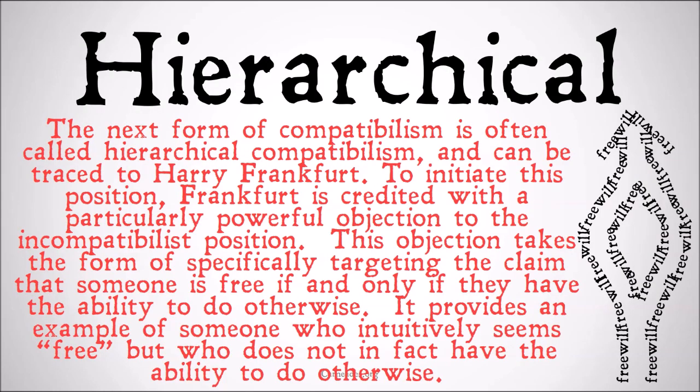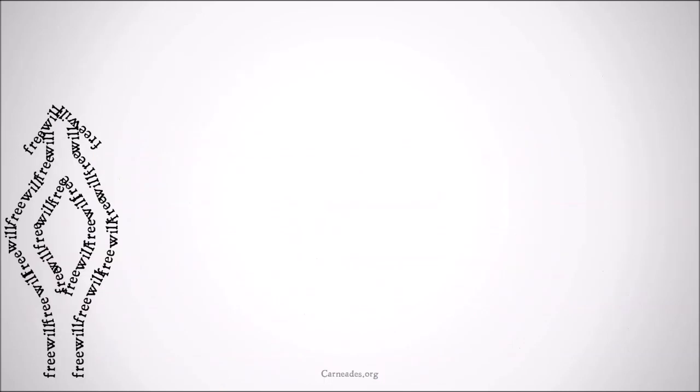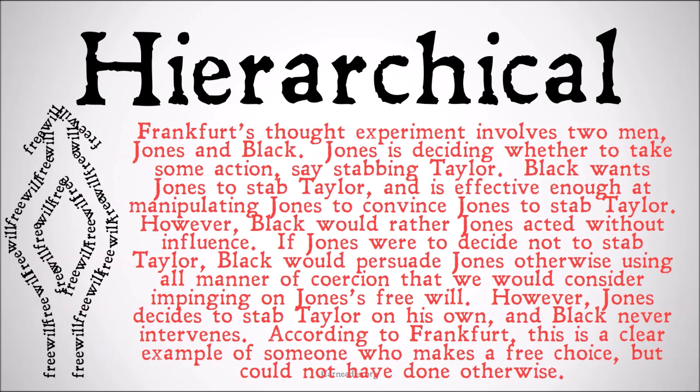One more nuanced view is the hierarchical view of compatibilism, and it can be traced back to Harry Frankfurt. To initiate this position, Frankfurt is credited with a particularly powerful objection to the incompatibilist position. This objection takes the form of specifically targeting the claim that someone is free if and only if they have the ability to do otherwise. It provides an example of someone who intuitively seems free, but who does not, in fact, have the ability to do otherwise. So, Frankfurt's thought experiment involves two men, Jones and Black.